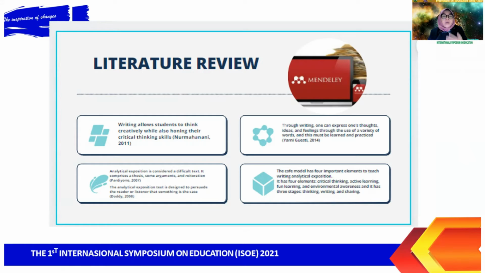Ardiono and Dodi also added that analytical exposition is regarded as a challenging text. It consists of thesis, a few arguments, and restatement. And the objective of the analytical exposition text is to persuade the reader or listeners that something is true. Well, moving on to the CAFE model.